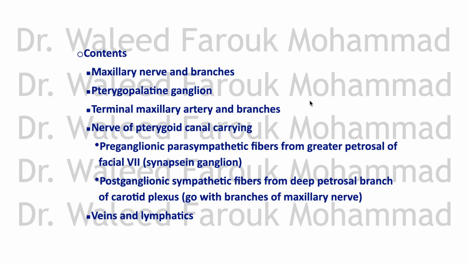The parasympathetic from the greater petrosal nerve will synapse in the ganglion, and the postganglionic sympathetic will be distributed with the branches of the maxillary nerve, and usually it acts on blood vessels and veins and lymphatics, of course. What do you think the veins will be? Yes, connecting the pterygopalatine fossa to exactly the pterygoid venous plexus in the infratemporal fossa.